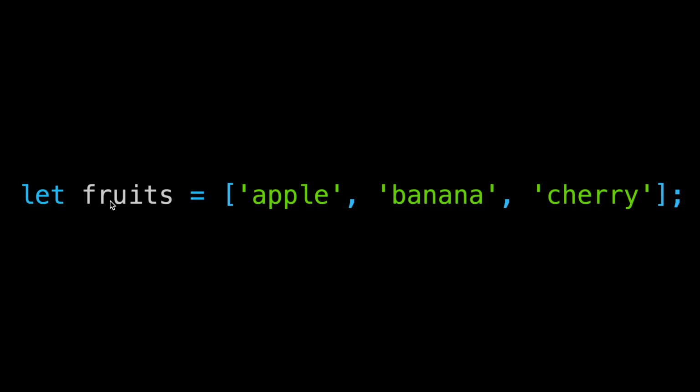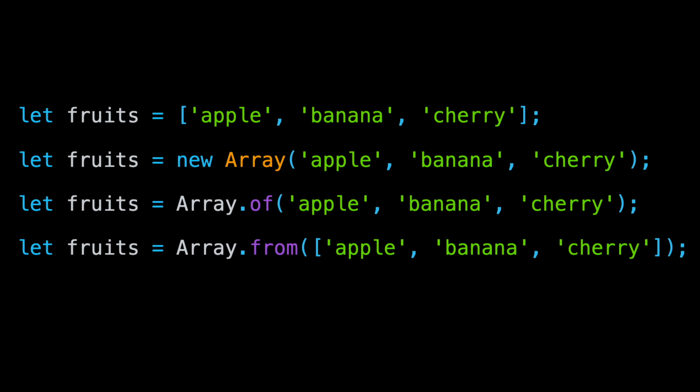So here's an example. Let fruit, and then we have the brackets on each side to show that it's an array, and this array is going to contain 3 strings: apple, banana, cherry. Now these are all ways to declare arrays. This first one is an array literal. This is the most common way. But you can also use the new keyword along with the Array constructor. And then we have the Array.of method. This creates an array instance from a variable number of arguments. Then finally we have the Array.from method. This creates a new array instance from an array-like or iterable object. So they're all going to create the fruit array to be the exact same array.